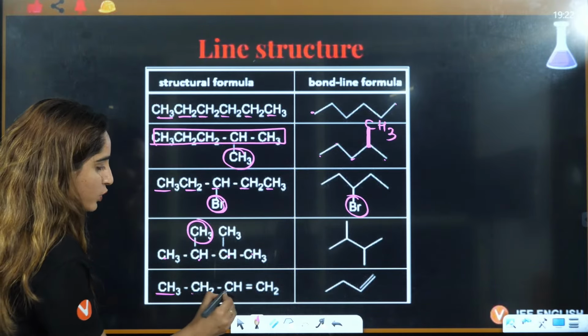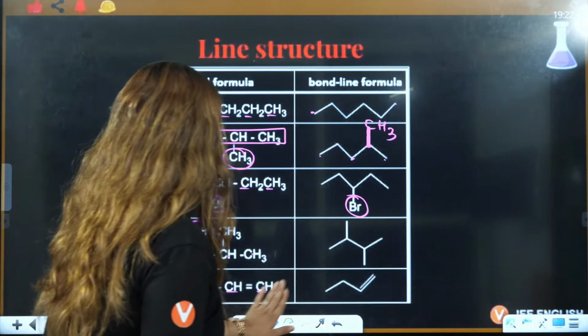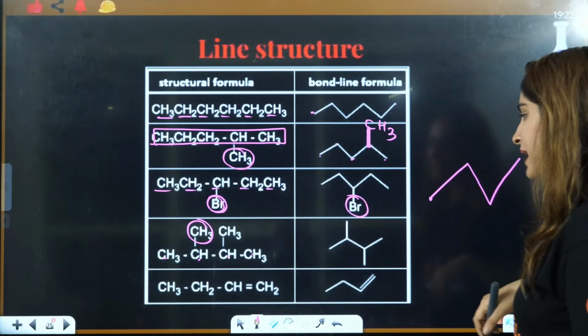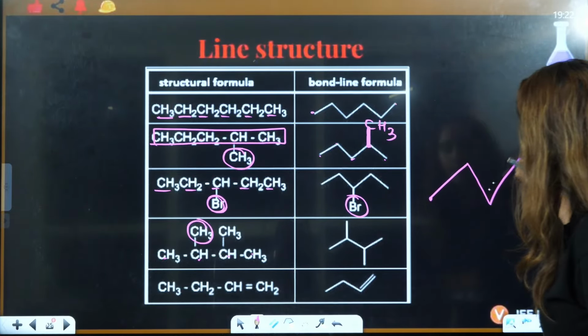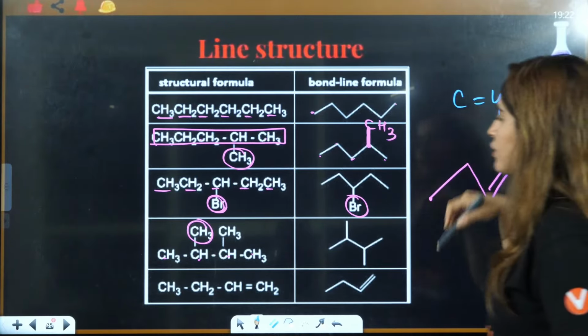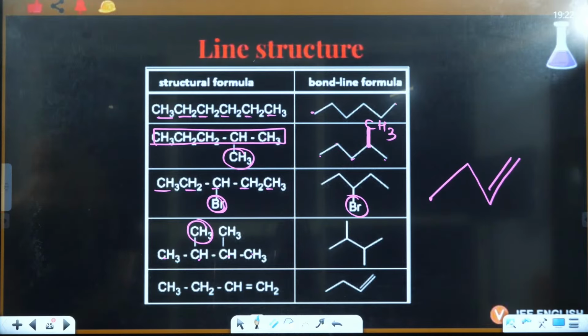So this is 1, 2, 3, 4. You make 4, 1, 2, 3. Achha, tell me how many hydrogens are here. You have 1, 2, 3, 4, right? This double bond is present here. Now, can you tell me how many carbons? Carbons are 4. Now, tell me how many hydrogens are there in this structure. Anybody?